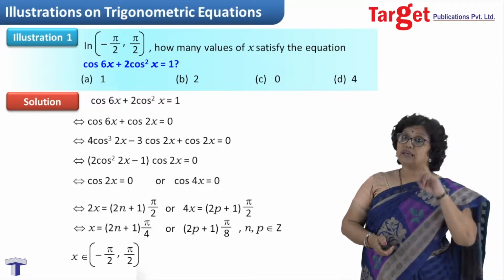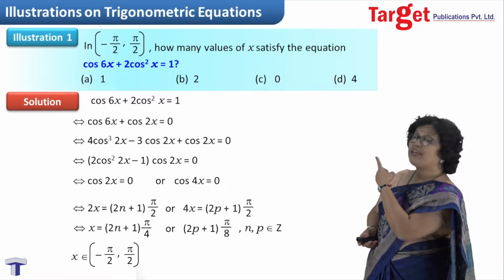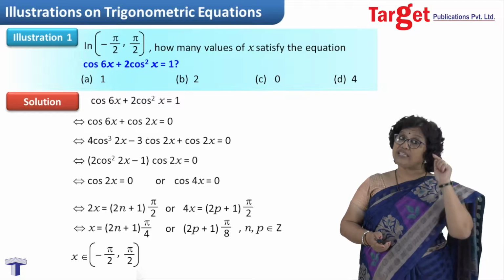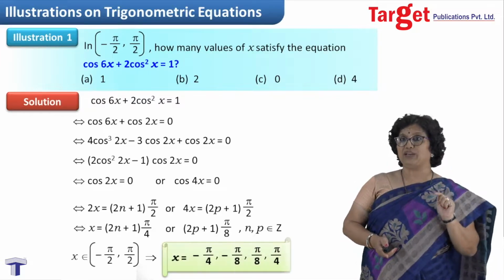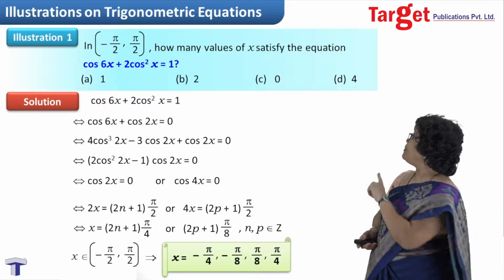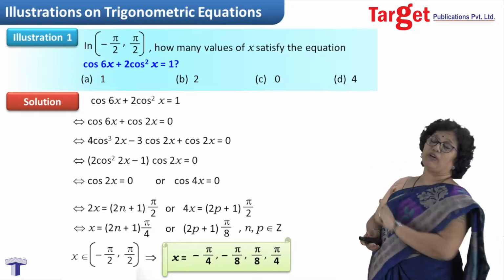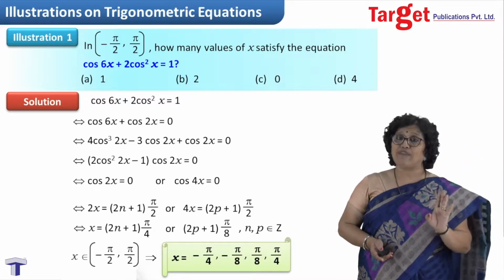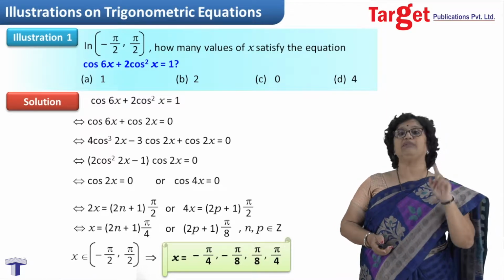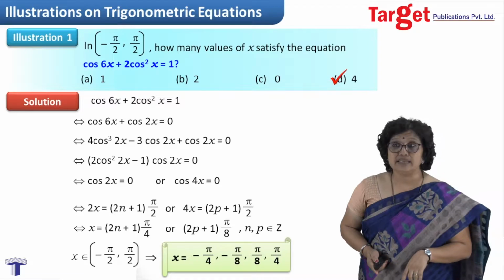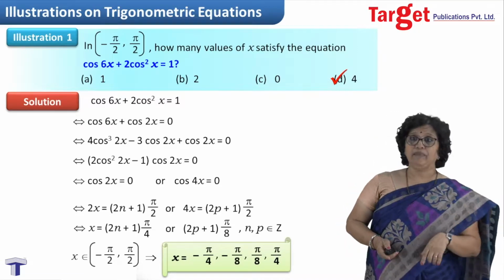And look at the interval given. It is minus pi by 2 to pi by 2. Now, you have to pick only those angles which are between minus pi by 2 and pi by 2, and they are nothing but minus pi by 4, minus pi by 8, plus pi by 8 and plus pi by 4. So, in all, there are 4 values of x in the interval minus pi by 2 to pi by 2 which satisfy the given equation. And hence, my answer is D.